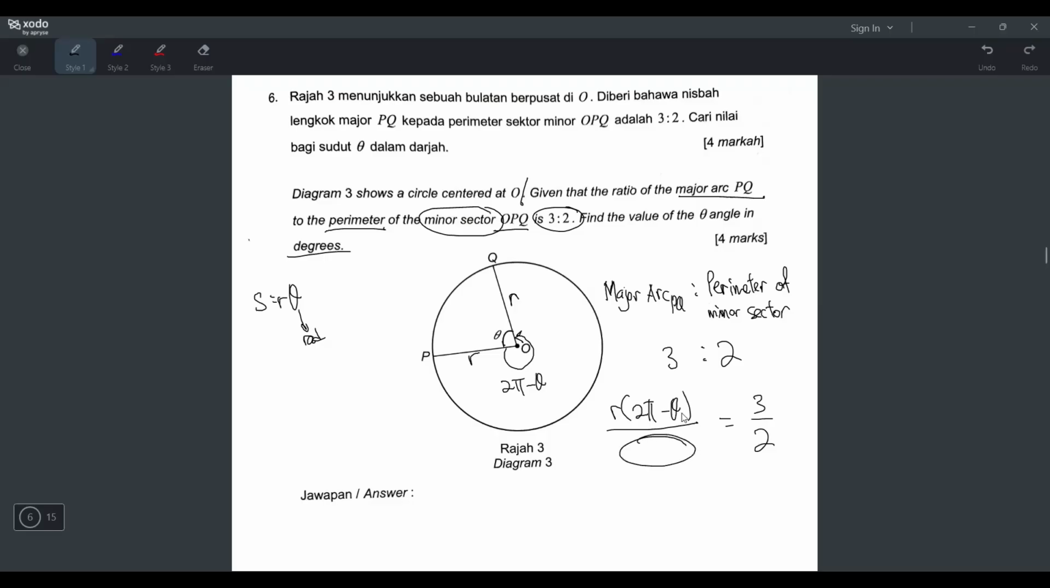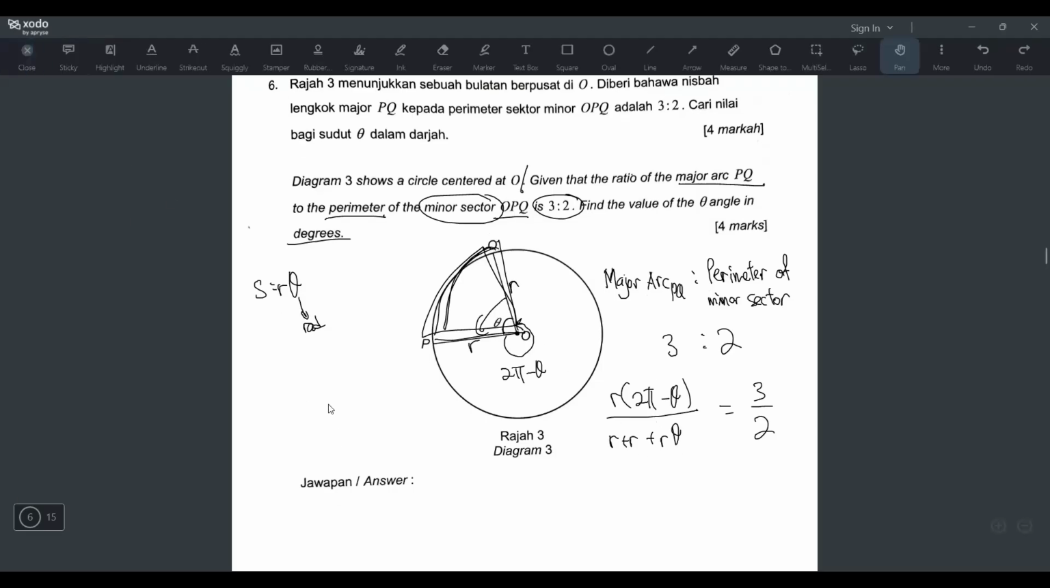Okay. And then here I have to write down the perimeter of minor sector. Okay, minor sector is this one plus this one plus this one. And it's very easy to find the perimeter. It's just r plus r plus r theta. That's all. Because this is r, and this is the minor arc. The minor arc uses the same formula, r theta. And this time your r is r and your theta is theta. Yeah, because it's the minor angle, right?